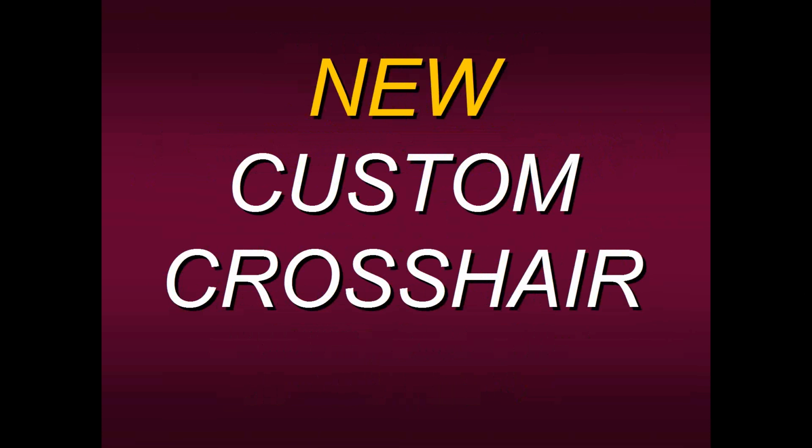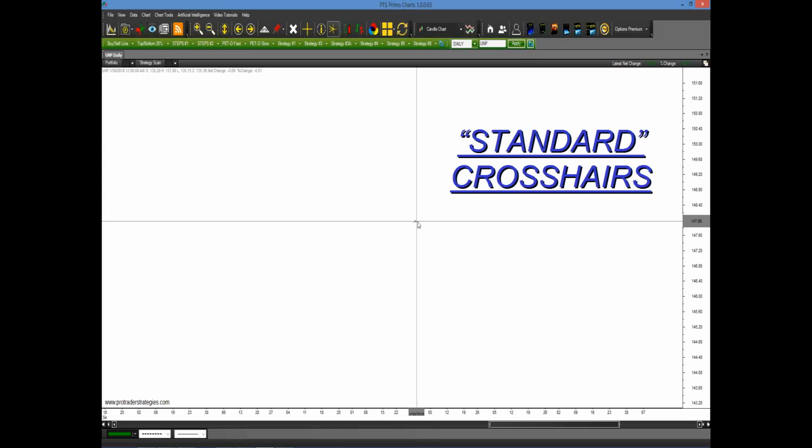All right. Now, if you're not familiar with crosshairs, let me just share with you the standard crosshairs on a lot of platforms and what they mean. Crosshair is just a tool. Mainly people use crosshairs to find out where the last price is, and you can put the cursor on the actual bar to find out where you are on the chart. So crosshairs basically look like this.